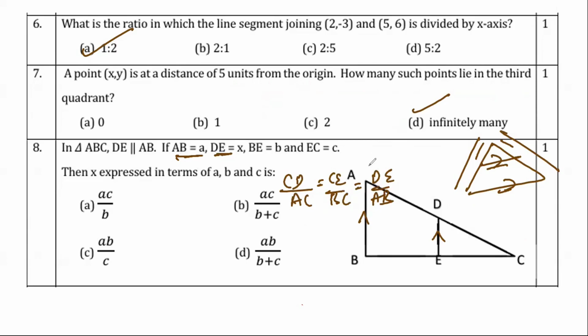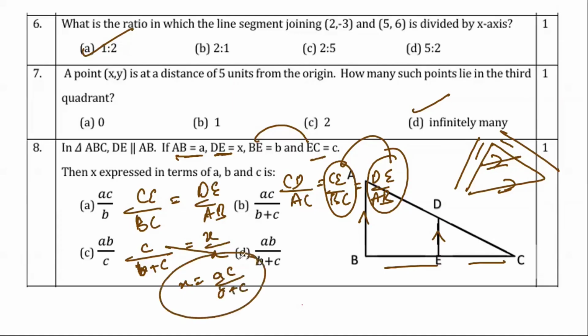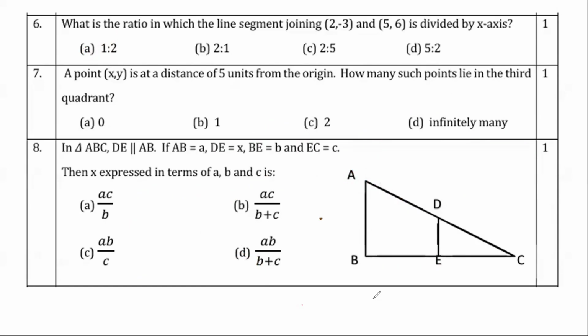Now, whatever the values are given to you, this ratio is given to you, and BE and EC is given in this ratio. So I'm using these two only. So CE over BC is equal to DE over AB. Now, what is CE? CE is given to you already, C. What is BC? The addition of this, because BC is this plus this. So both values are given, which is B plus C, is equal to DE, which is X, and AB is A. Now we have to find X, just cross multiply. So the value is AC over B plus C, which is the answer B, right? So I think this is clear to you.